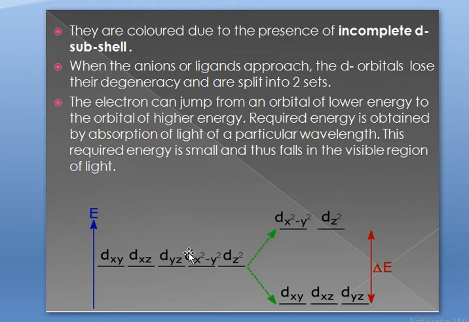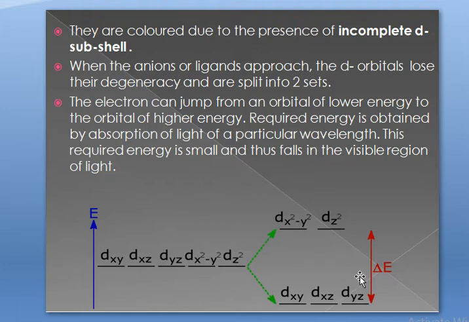When an anion approaches, it can be an oxygen atom, it can be an atom of chlorine, depending on the valency. When these anions approach, the first thing that happens is that these 5 d orbitals, they lose their degeneracy. They are no longer of the same energy, but they are split into 2 sets, a set of higher energy and a set of lower energy. Crystal field theory में इसको crystal field splitting कहते हैं. And as you can see, the energy difference between the 2 sets is delta E. It isn't much, बहुत ज़्यादा energy difference नहीं होता है.